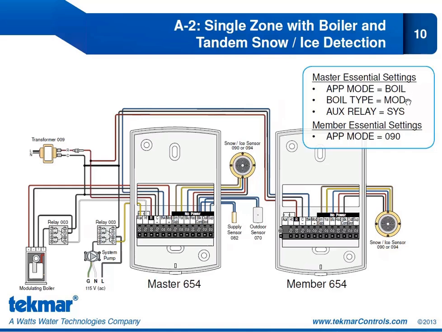What type of boiler? It's a modulating boiler. And in this case, the auxiliary relay is being used to operate the system pump. The only setting for the member 654 is that it is application mode 090. That is the only essential setting for the member 654.